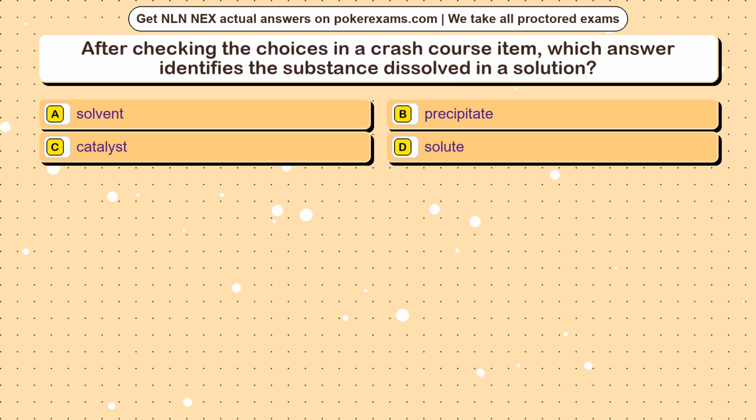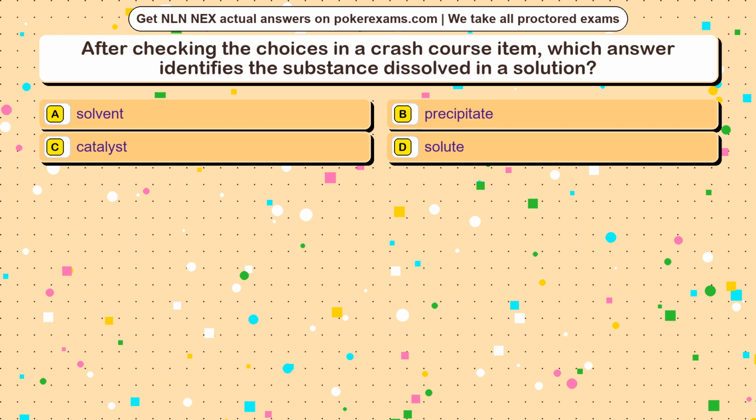Question 3. After checking the choices in a crash course item, which answer identifies the substance dissolved in a solution? Option A, solvent. Option B, precipitate. Option C, catalyst. Option D, solute.